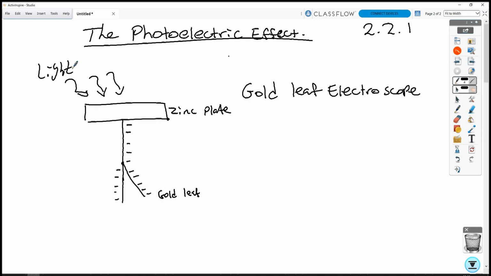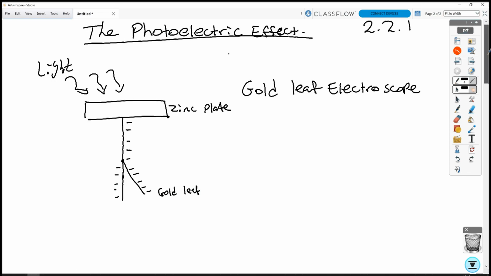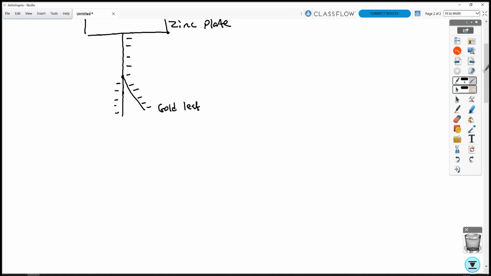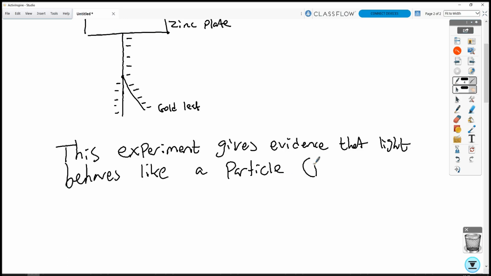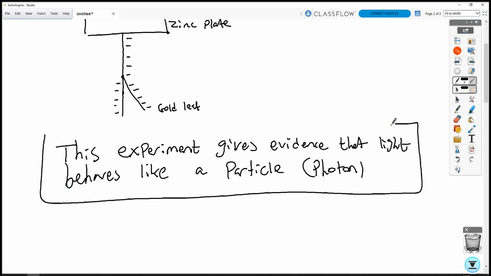Now this experiment is evidence that light behaves like a particle. This experiment gives us evidence that light behaves like a particle. And we call that a photon. Put a box around that because you need to know this as fact.